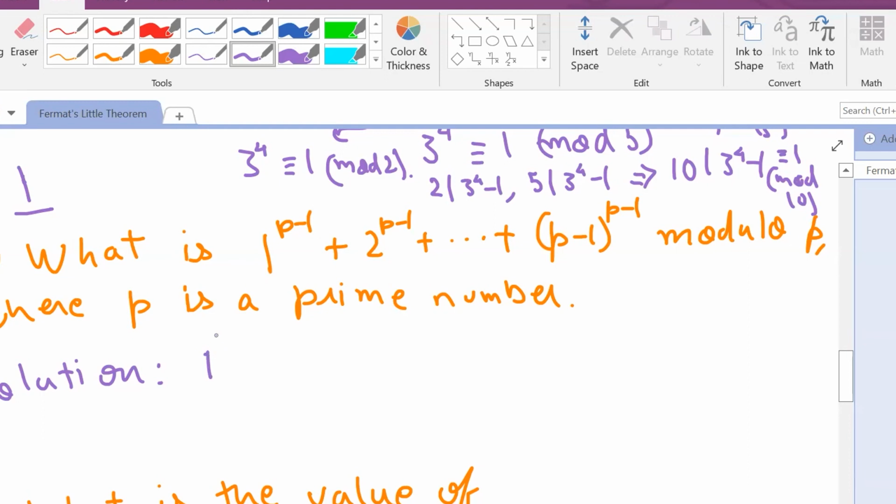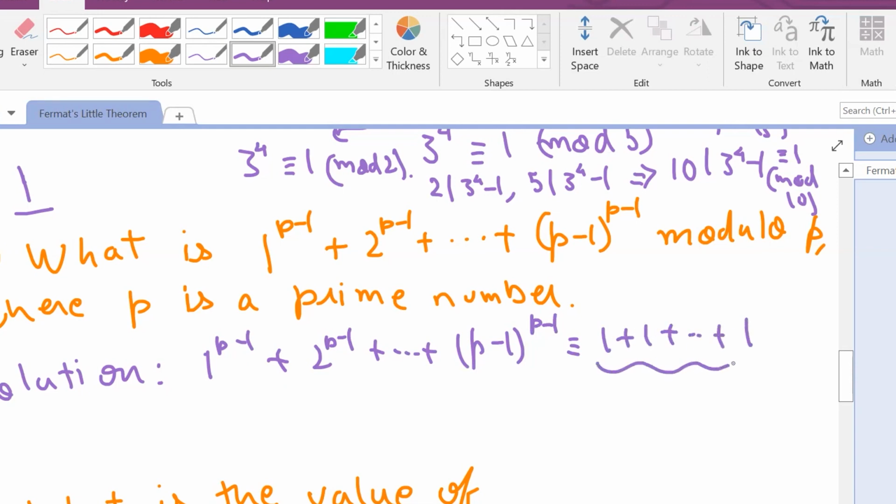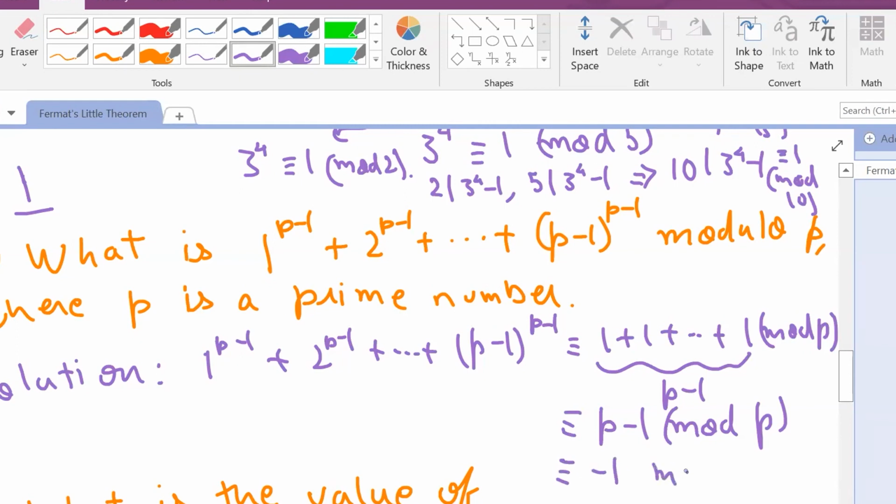So the entire summation, 1 to the p minus 1, 2 to the p minus 1, etc., is congruent to 1 plus 1 plus, like p minus 1 terms, by Fermat's little theorem. There are p minus 1 terms, right? This is congruent to p minus 1 mod p. But this is the same as saying that this is congruent to minus 1 mod p. And that essentially gives us a solution to our problem.